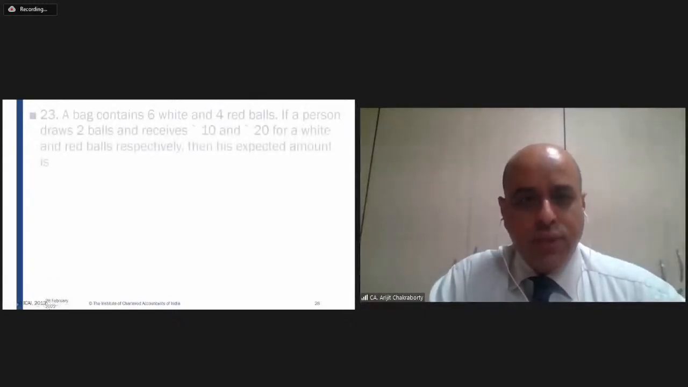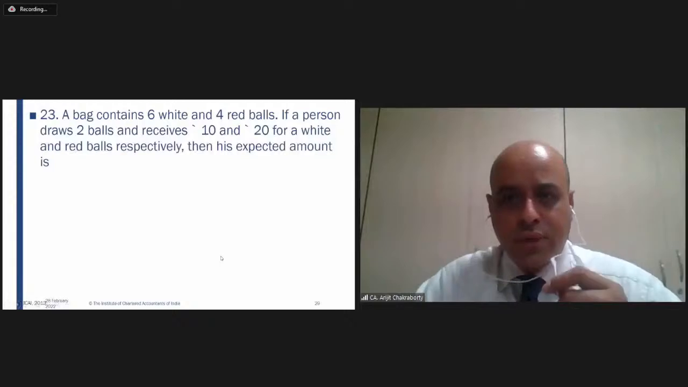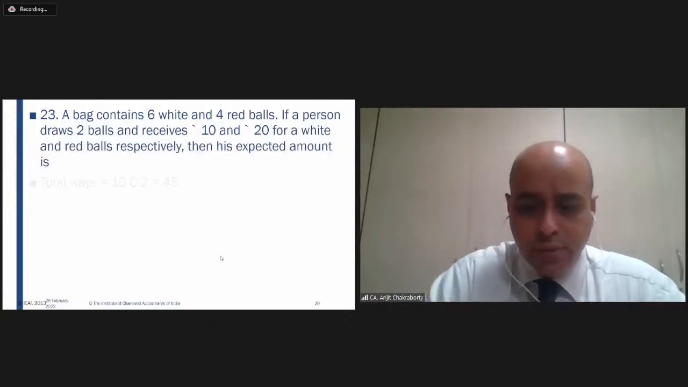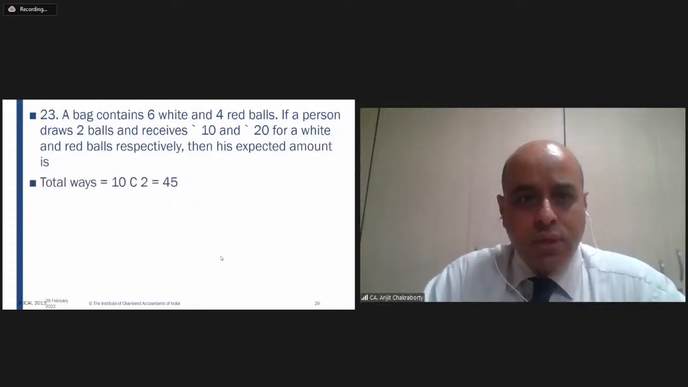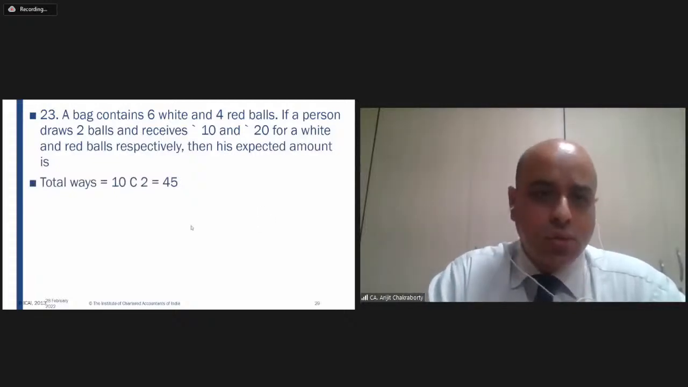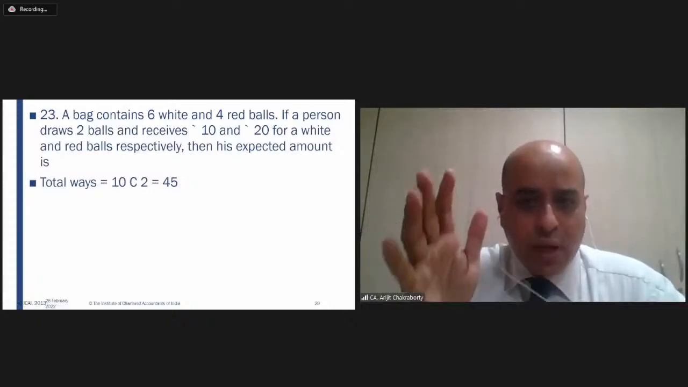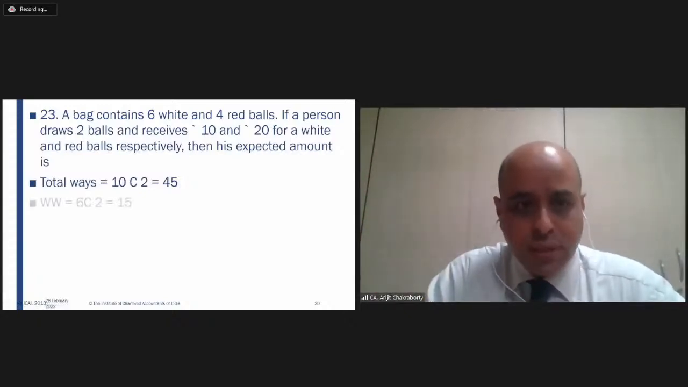This is the 23rd question. If a bag contains 6 white and 4 red balls, if a person receives 10 rupees and 20 rupees for a white and red ball respectively, what is his expected amount? This is also a simple question. 6 white and 4 red balls, you are drawing 2 balls. So the total ways will be 10C2. Total 10 balls are there, 6 white and 4 red. You are drawing 2 balls, so 10C2, 45 ways.